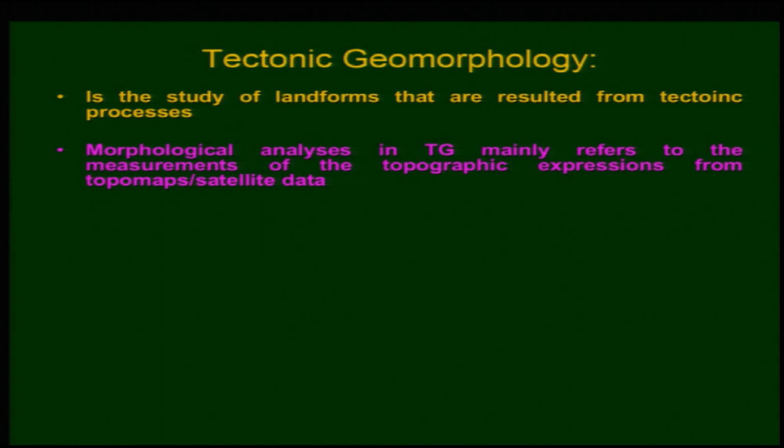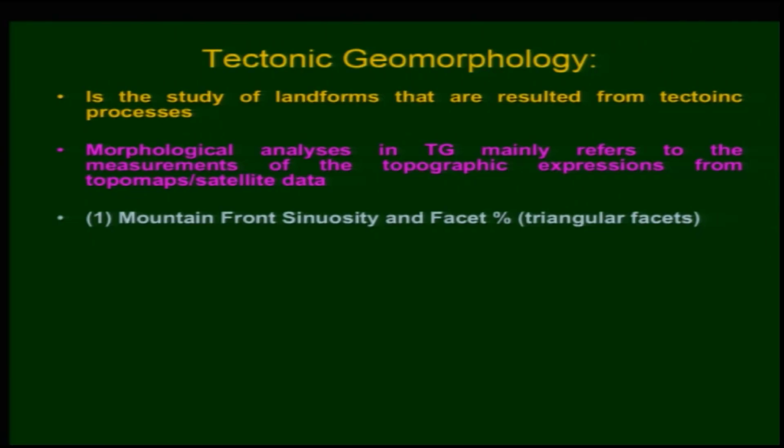Morphologically, tectonic geomorphology mainly refers to the measurement of the topographic expression from topo maps and satellite data. So, mostly we try to extract information from high resolution satellite images, as you have seen in one of the slides where I was showing how we were able to identify the warped area, as well as how we were able to pick up the change in channel pattern, and that was related to the tectonic deformation.